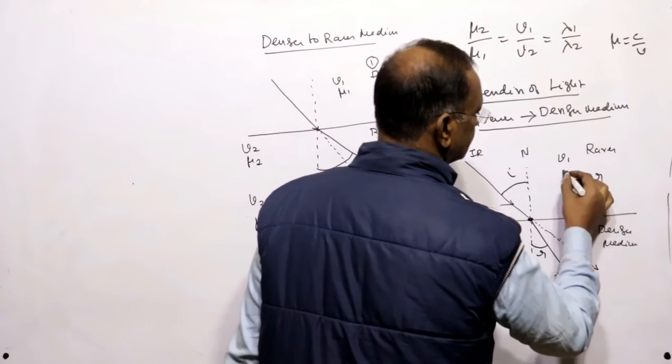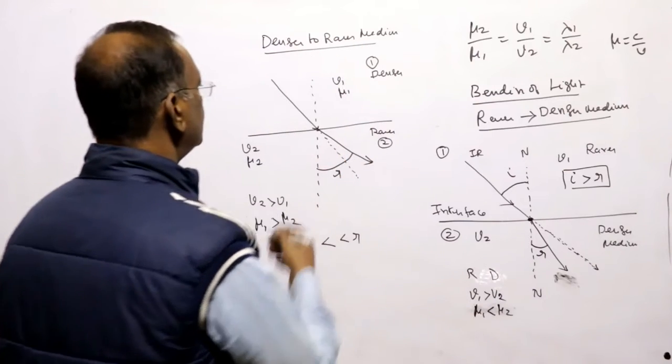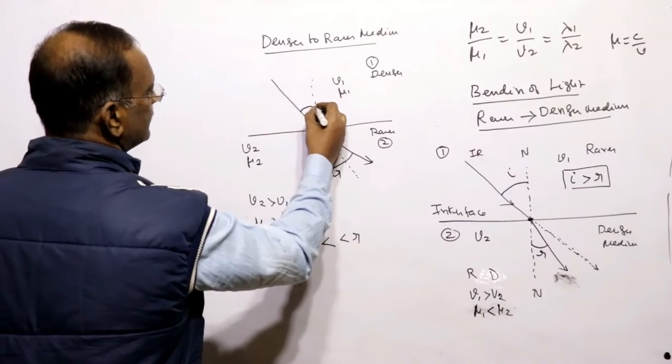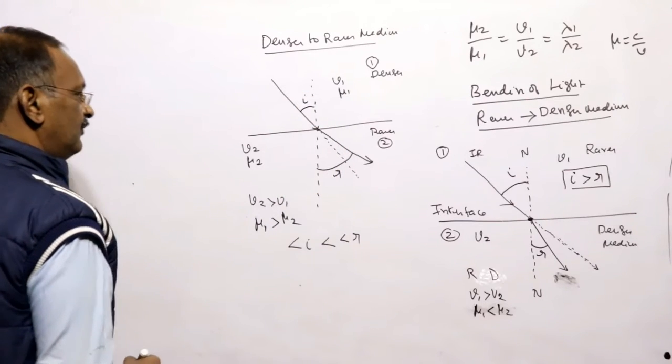Angle of incidence is greater than angle of refraction. When it passes from denser to rarer, angle of incidence will be less than the angle of refraction.